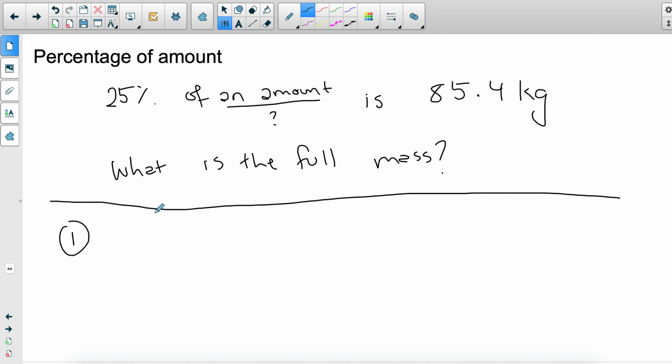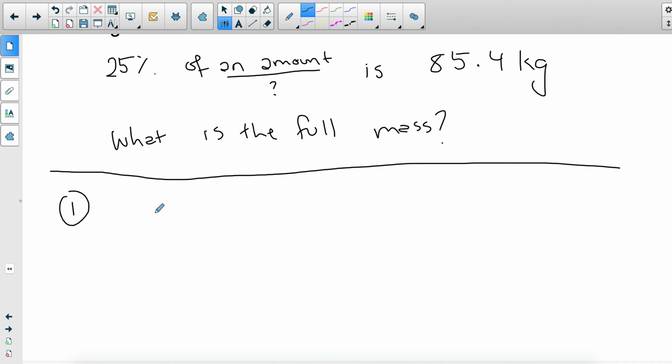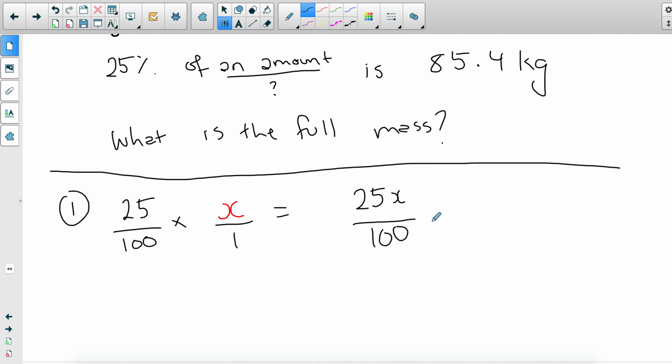The first one is to translate everything I just said into algebra. So let's go back. Let's pretend we have the amount. So our amount will be x. And you've taken 25% of it. So this is what we said, you take 25% of the amount. And I'm gonna just multiply this as if I know what's gonna happen. So this is over 100. And this should give me this 85.4. This is what the question is telling me.